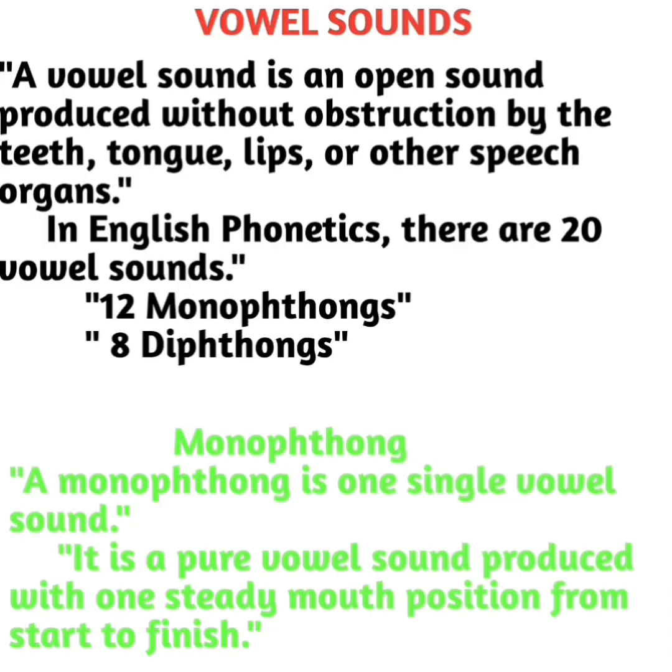And what do we mean by monophthong in vowel sounds? Mono simply means one. So we can say a monophthong is one single vowel sound. Any vowel sound that produces one single sound, with a steady mouth position from start to finish when we pronounce it, is an example of a mono vowel sound, and it is called monophthong.